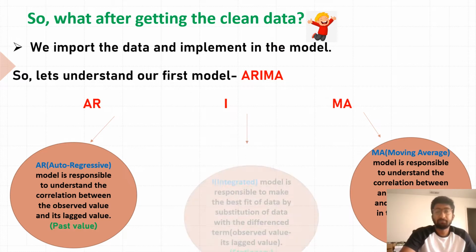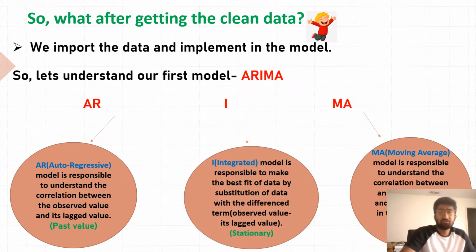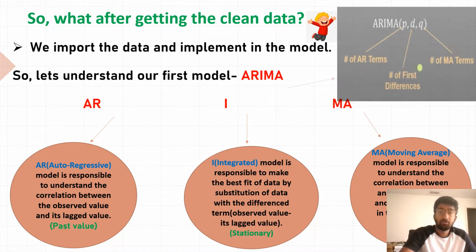And the last is the integrated model, which is responsible for making a best fit line by substituting the data with the difference term. ARIMA is a classical statistical model. It does not use machine learning or neural networks, so it is not able to understand data if it is not stationary. So basically, I will help make the data stationary. This is the basic definition of the ARIMA model.